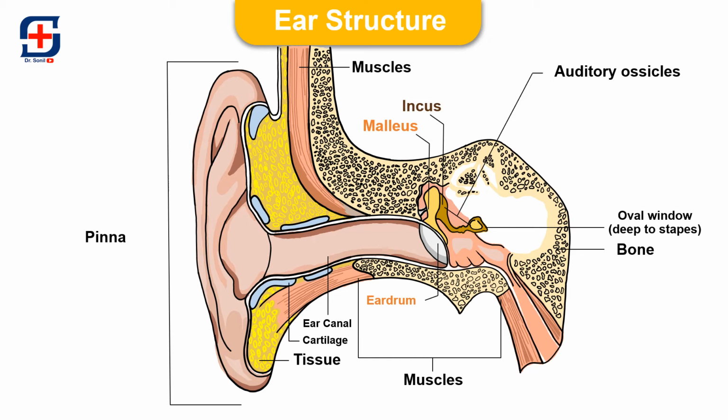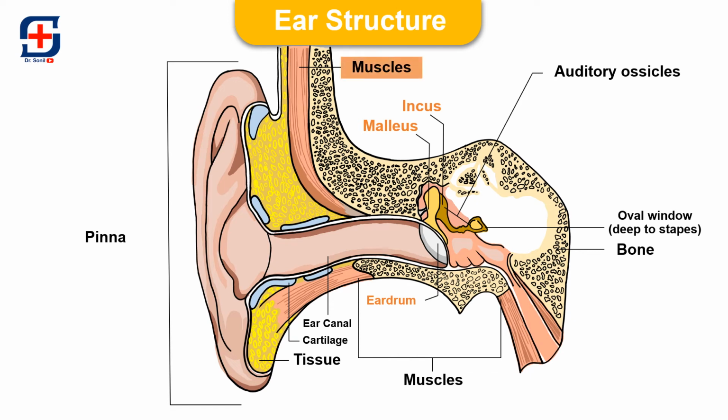Auditory ossicles. Crossing the middle ear cavity is the short ossicular chain formed by three tiny bones that link the tympanic membrane with the oval window and inner ear. From the outside inward, they are the malleus or hammer, the incus or anvil, and the stapes or stirrup.